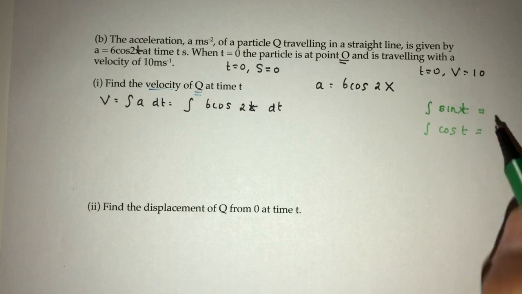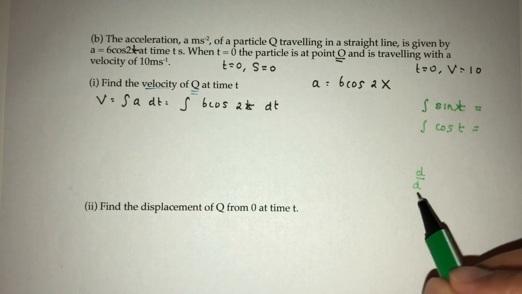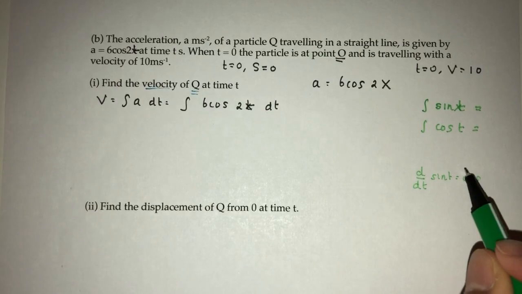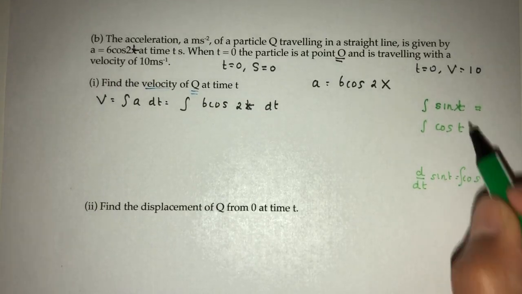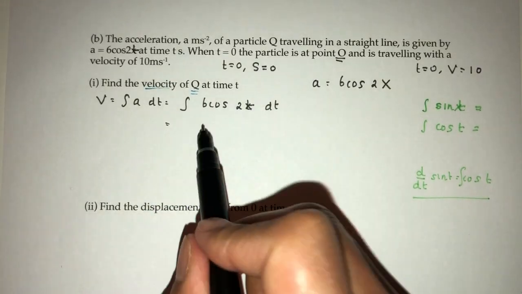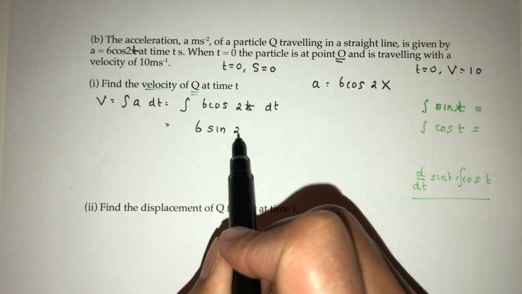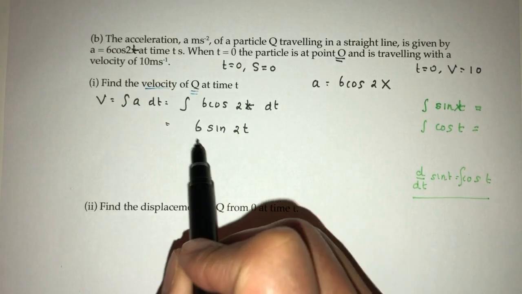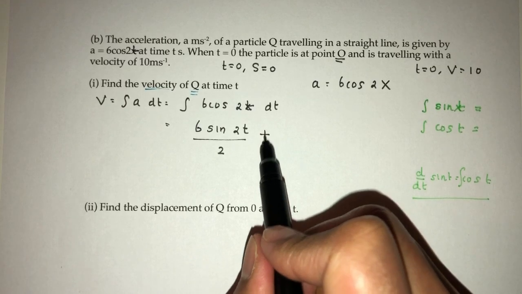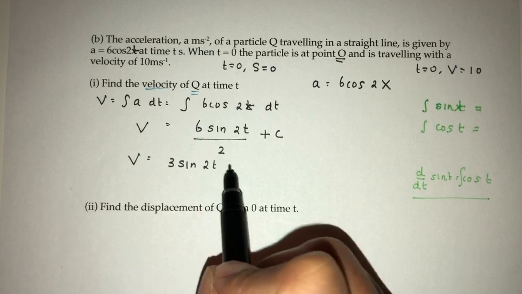If you don't know, you can always look back at what you got when you differentiate. Differentiate sine, you get cos, which means if you integrate cos, you should get sine. So we can use this information to find this. 6 is only a multiple, it will be outside. Integrating cos gives you sine, so you have sine 2t. Because here we have 2t, we have to divide by the value 2. Of course we have to write plus c. So v has to be 3 sine 2t plus c.